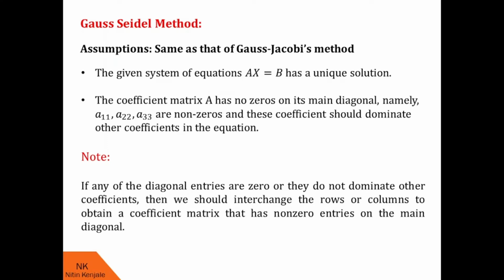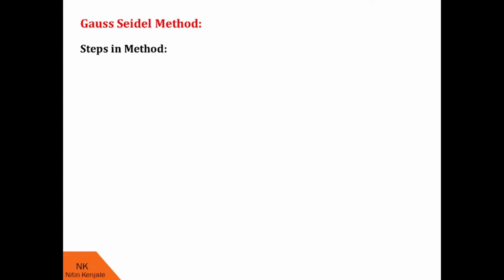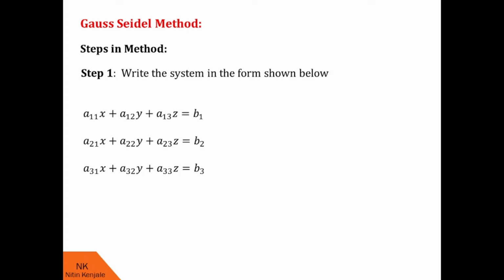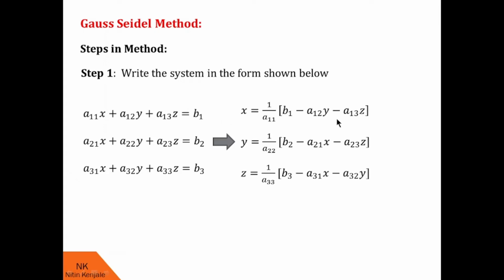Now let us see the steps involved in this method. In the very first step, we write the system in the following form. This is the given system of three equations in three variables. From the first equation, we write x in terms of y and z like this. From the second equation, we write y in terms of x and z. And from the third equation, we write z in terms of x and y like this. We label these equations as equation number 1, 2 and 3.